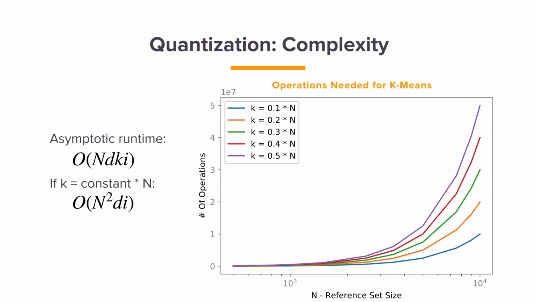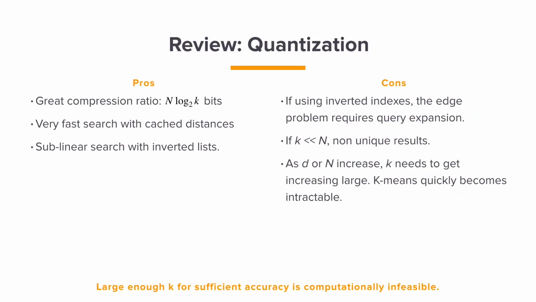So I plotted that number of operations for a few different sizes of k as a ratio of n. So this purple line is the one we're just looking at. Let's say k is like half of n, right? You can see this is exponential. It's actually close to n squared, because if k is a constant times n, it is n squared, right? So the number of operations are really bad. So quantization has some good things going for it, in that we get really high compression ratio, only n times log 2 bits per vector, right? We can do fast searches on the cache distances by using our little lookup trick, yeah?